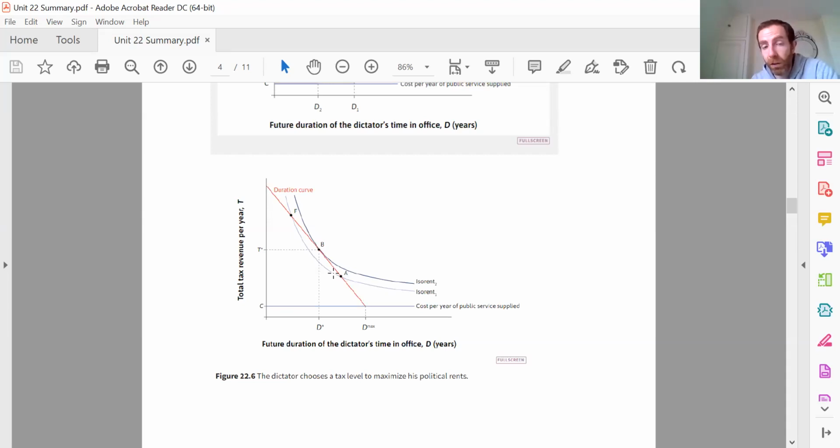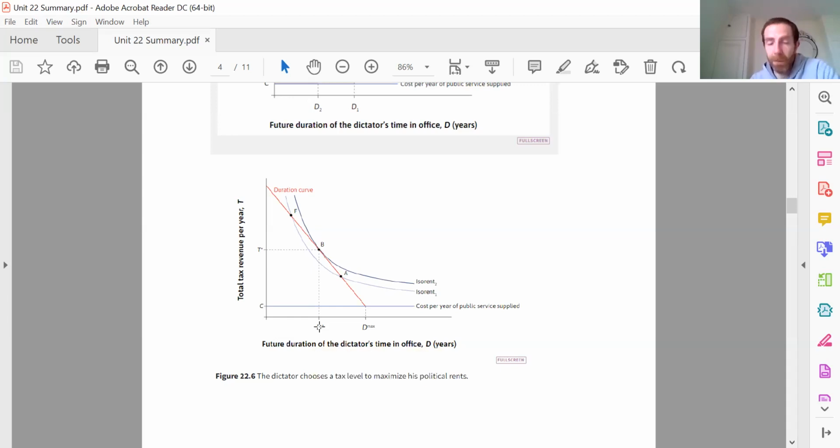So they're going to choose the combination along here, which gets them to the highest possible ISO rent curve, which is the one that the duration curve is a tangent to. And that's why this dictator will choose point B. And so T star here will be the tax revenue that they charge. D star here will be the duration that they'll be in office.